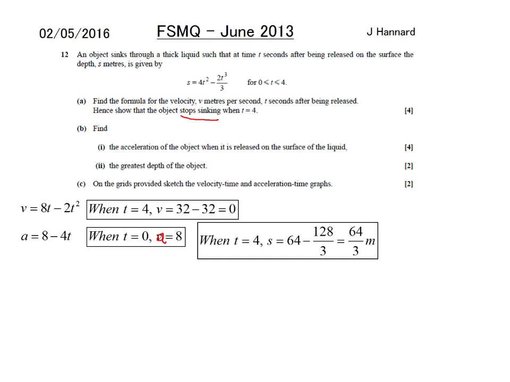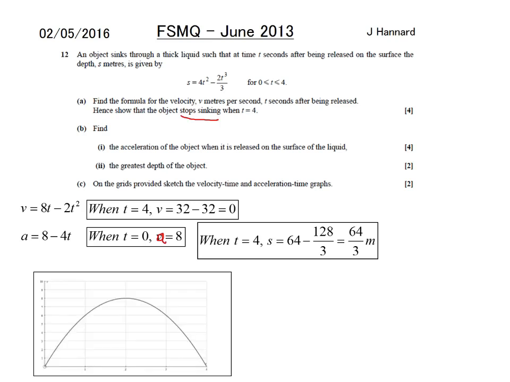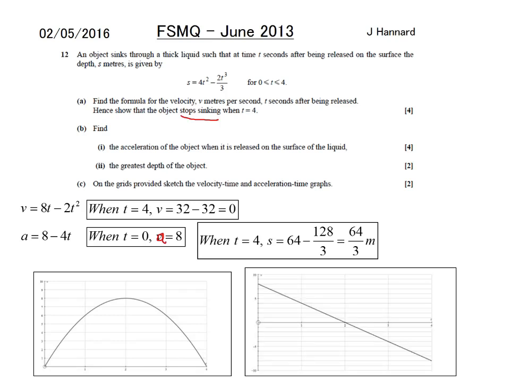On the grids provided, sketch a velocity time and acceleration time graph. So that's the velocity time, and that is the acceleration time graph. It starts up at 8 here, so that's 8, and it'll end up at, it looks like minus 8, but if we let t equal 4 down here, we'll see that's going to be 8 minus 16, so that's how that works there, and that on the left is a parabola.